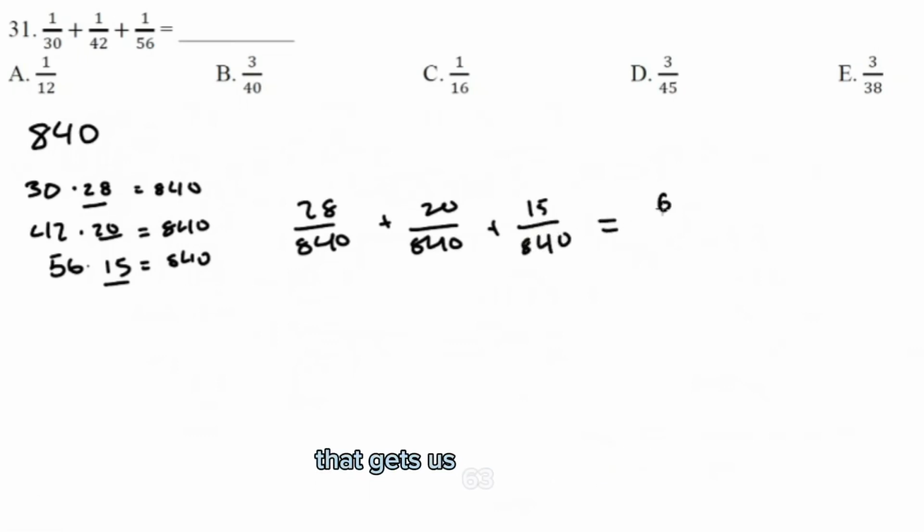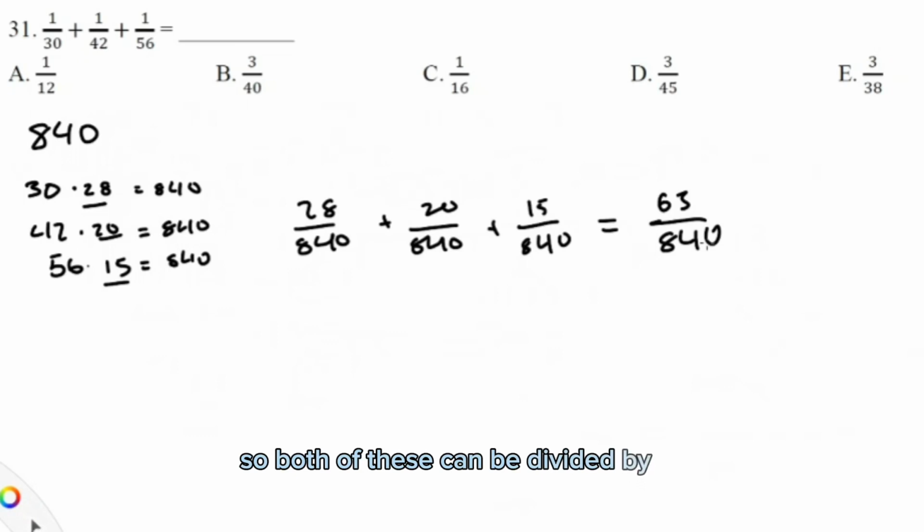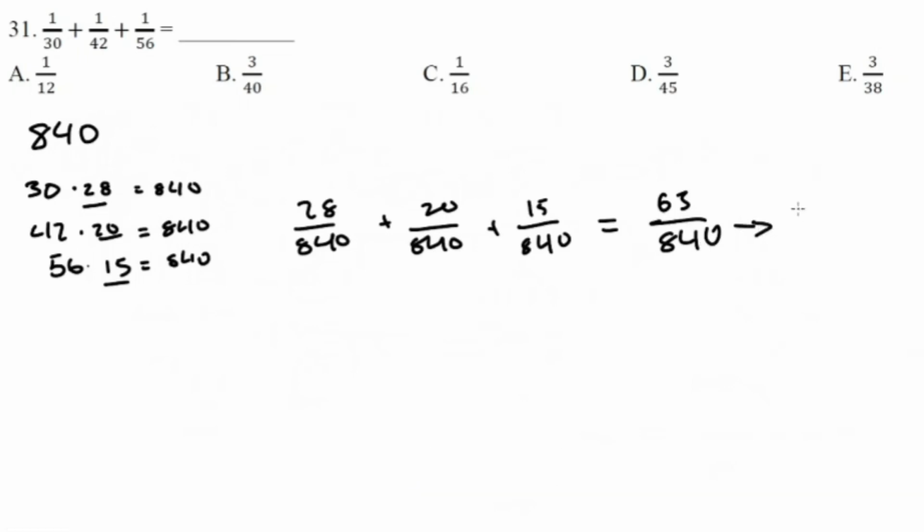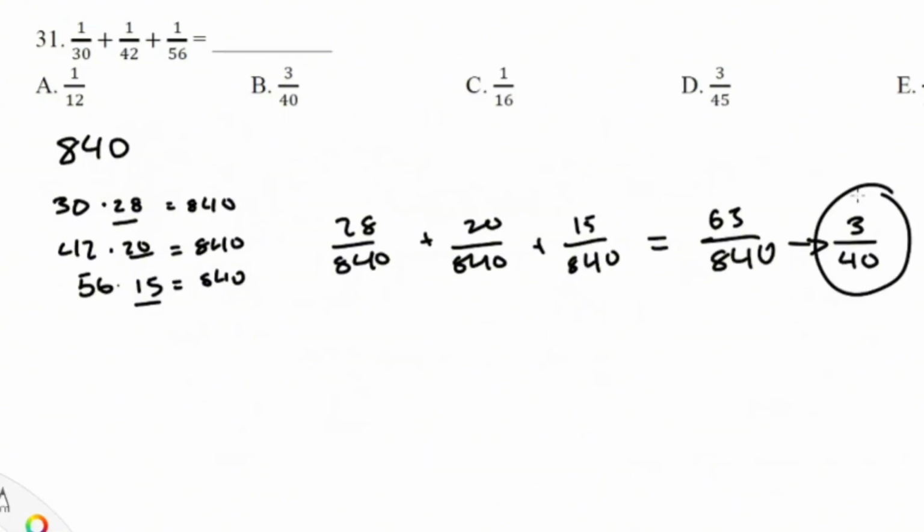That gets us 63 over 840. Now we just have to simplify it. Both of these can be divided by 21. So 63 divided by 21 and 840 divided by 21 yields us 3 over 40, and that's your answer.